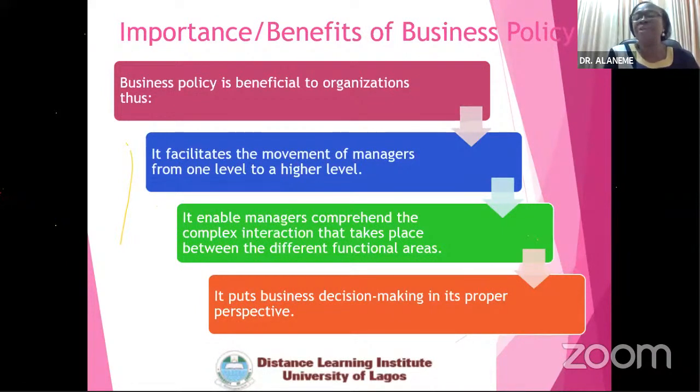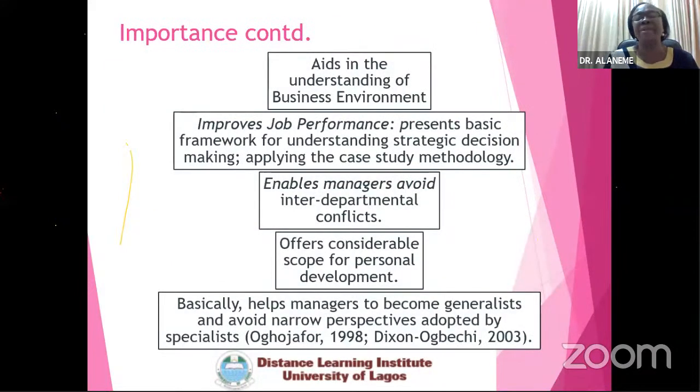And then whatever you say goes. When we come out and we all take a decision, you make your suggestions, I make mine, we look at them, weigh the cons and pros, and we settle for one proper one. And so it puts decision making in its proper perspective. It also aids in the understanding of business environment. The business policy that you have will aid you in the understanding of business environment.